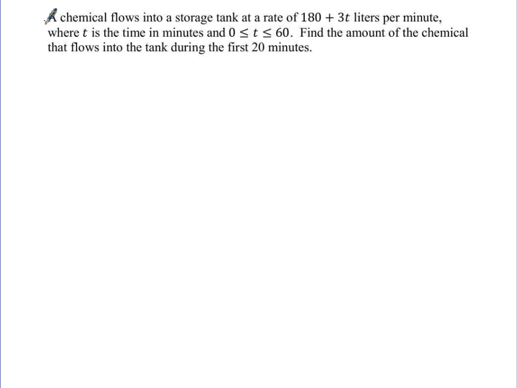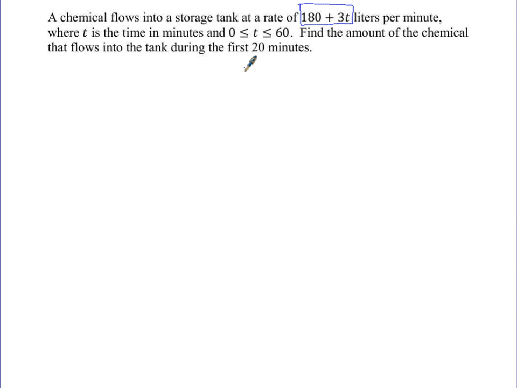We have a chemical flows into a storage tank at a rate of, and then we give a function here, in liters per minute, where t is the time in minutes and 0 is less than t is less than 60. Find the amount of chemical that flows into the tank during the first 20 minutes. So what they're doing with this interval right here is they're saying that this function is valid between 0 and 60 minutes. And we want to find the amount of chemical that flows into the tank just during the first 20 minutes. We could extend the problem and say 20 to 30 minutes and so on, but we only care about the first 20 minutes for whatever reason in this particular problem.